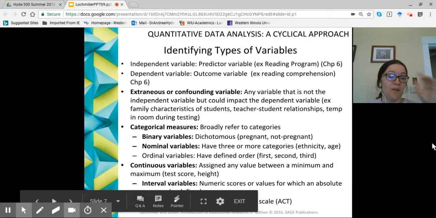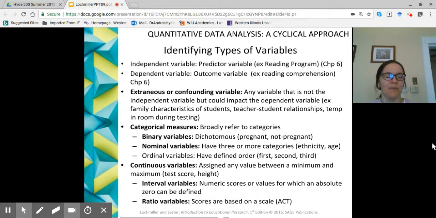All right, so a part of your code book, your spreadsheet, is that you're going to keep track of identifying the different kinds of variables. So what are they? Remember from chapter 6, we took a look at independent variables and what they do. Those are your predictor variables. Those are the tests, the interventions. And then the dependent variable is the outcome variable.